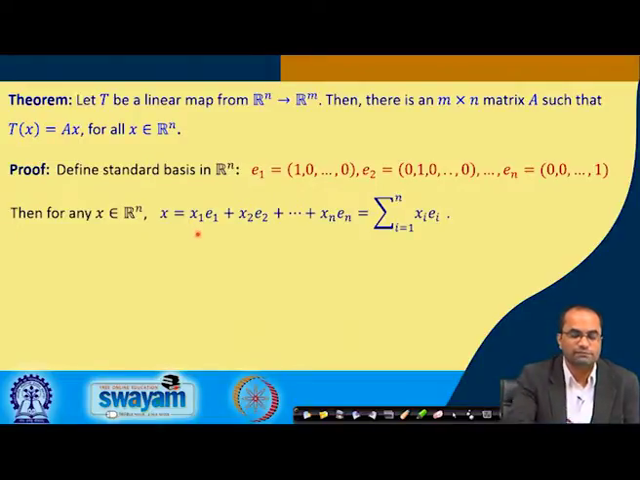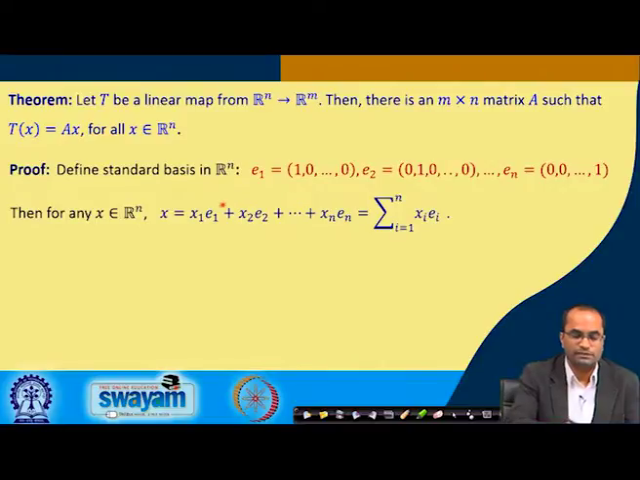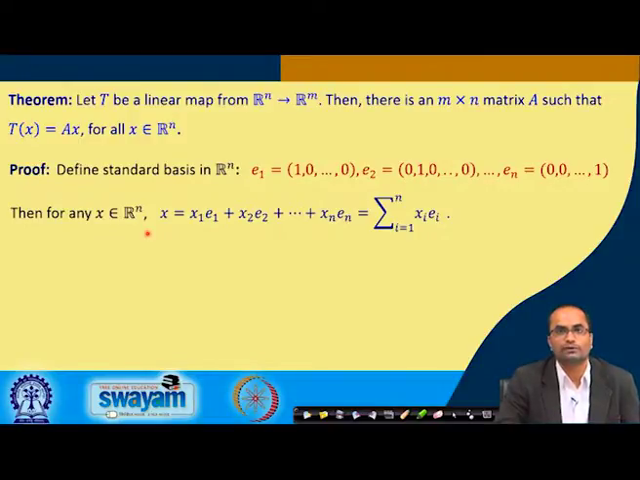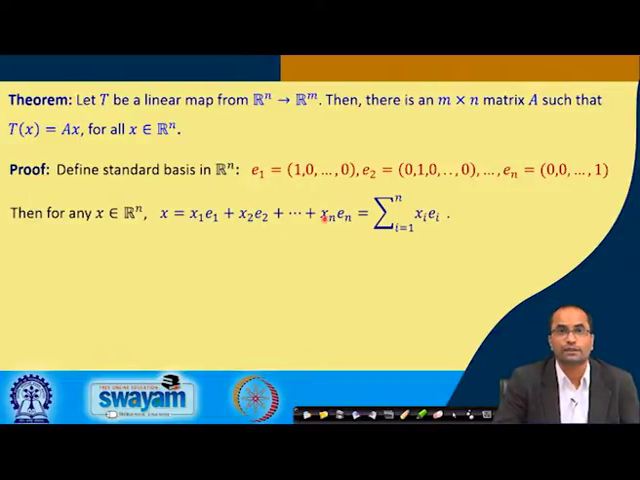That means this x can be represented as x 1 e 1. So, x 1, x 2, x 3, x n are the components of this x vector. So, we can represent with the help of these standard bases this x as x 1 e 1 plus x 2 e 2 and so on, plus x n e n, or in short we can write it in the form of a summation, i goes from 1 to n, x i e i. So, this x, which is a general element in R n, we have represented as a linear combination of those standard bases.